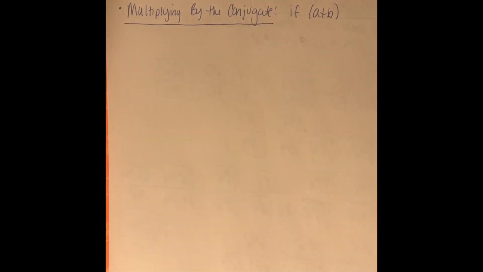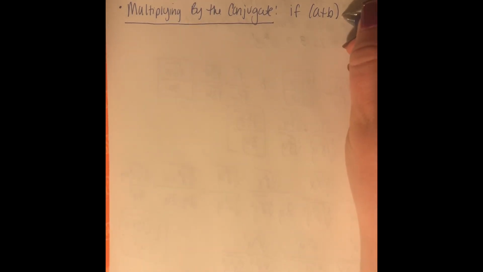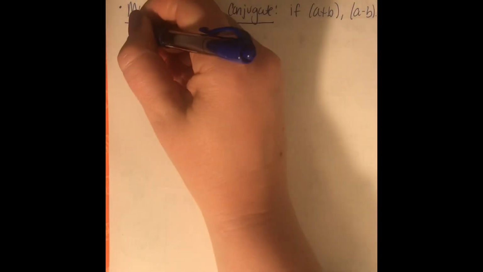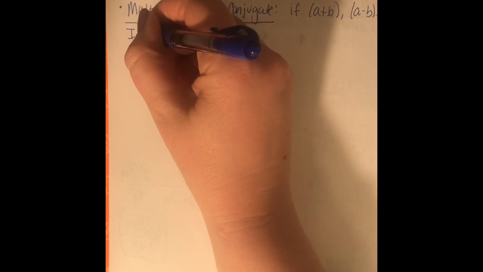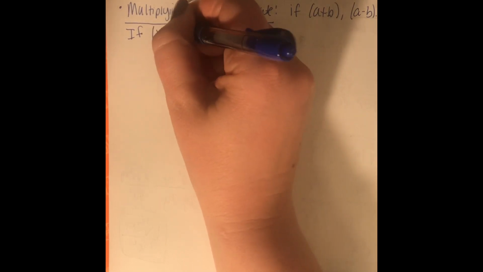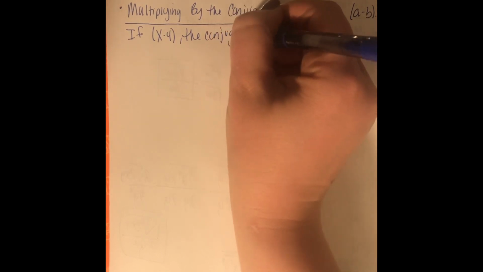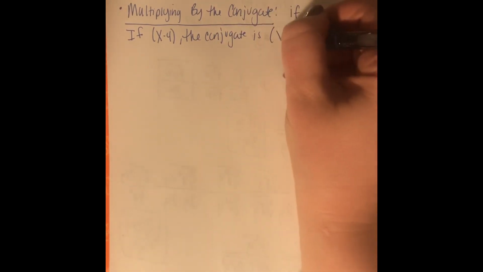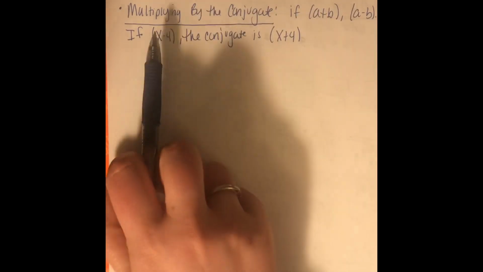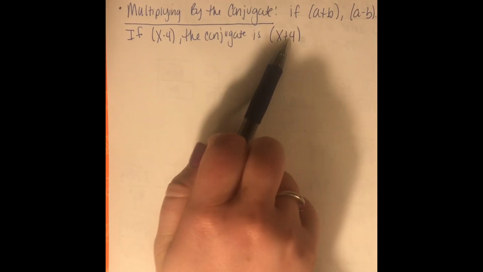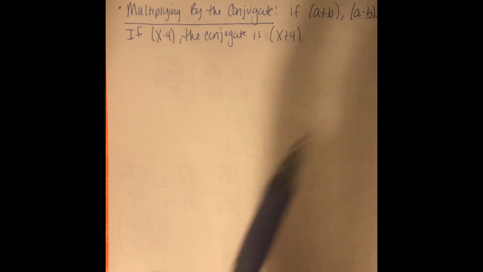All right, and our very last type is called multiplying by the conjugate. I think we've done this already this year, but I'm just going to refresh our memory. Remember, if we have a plus b, then the conjugate would be a minus b. If we have x minus 4, the conjugate is going to be x plus 4. Remember, all you're changing is the sign. If they give you the minus, it becomes the plus. They give you the plus, it becomes the minus.